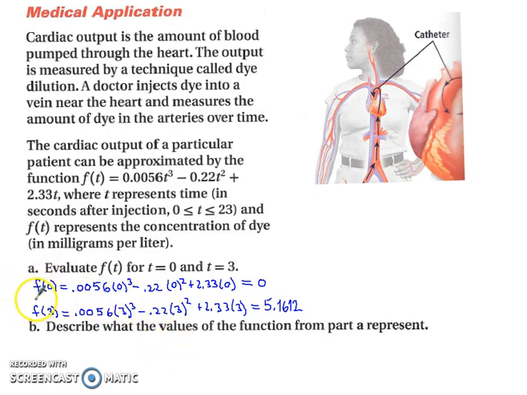So now we're going to just verbally describe what the values of the functions from part A represent. So f of 0 represents the concentration of dye at 0 milligrams per liter in the artery at the start of the dye dilution process. So at time 0, there is 0 milligrams per liter. Alright, but how about after 3 seconds? There is going to be 5.1612 milligrams per liter in the artery. And that's your description.